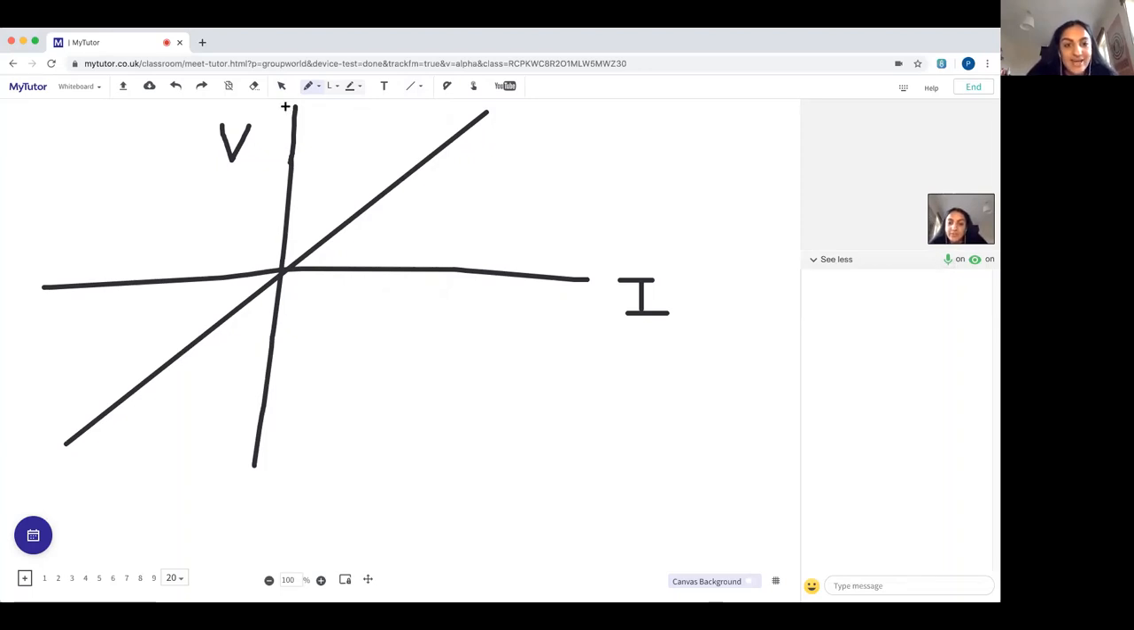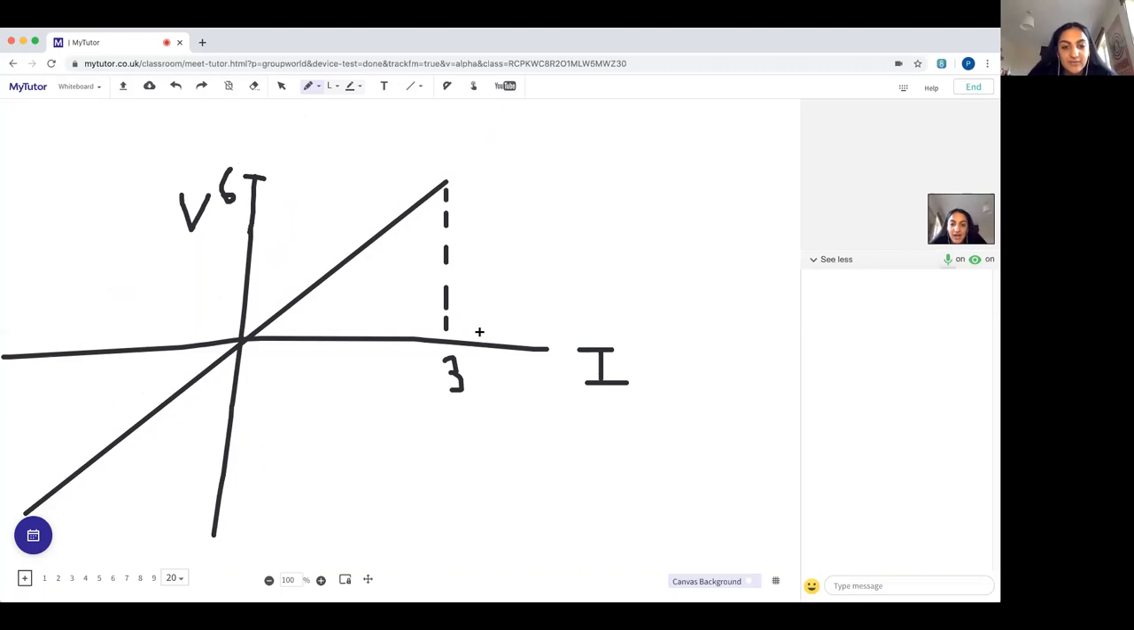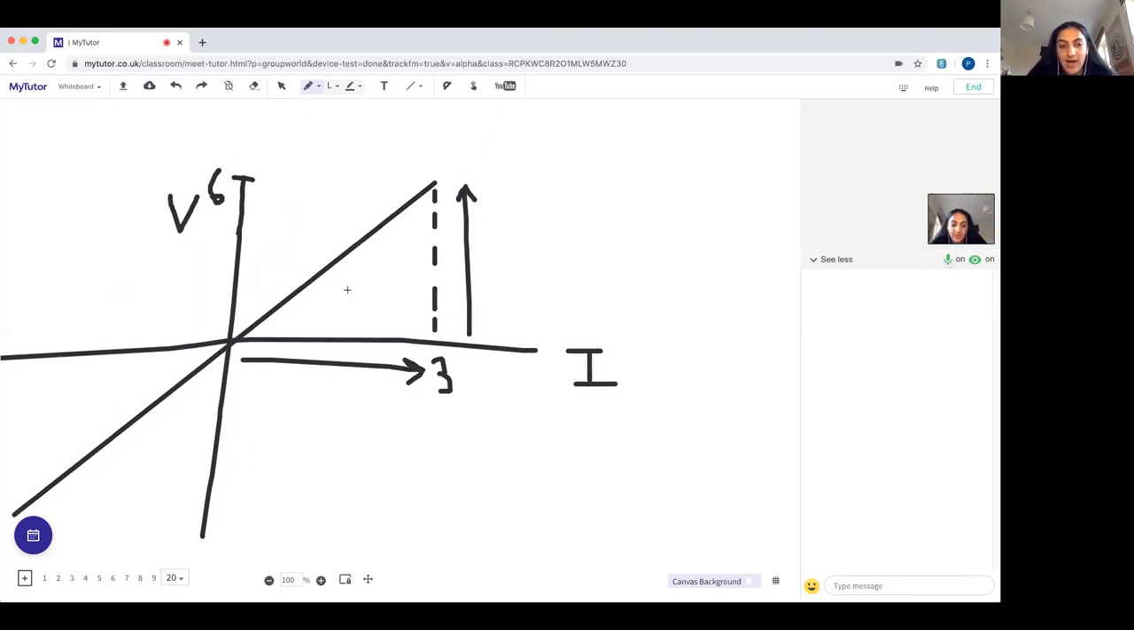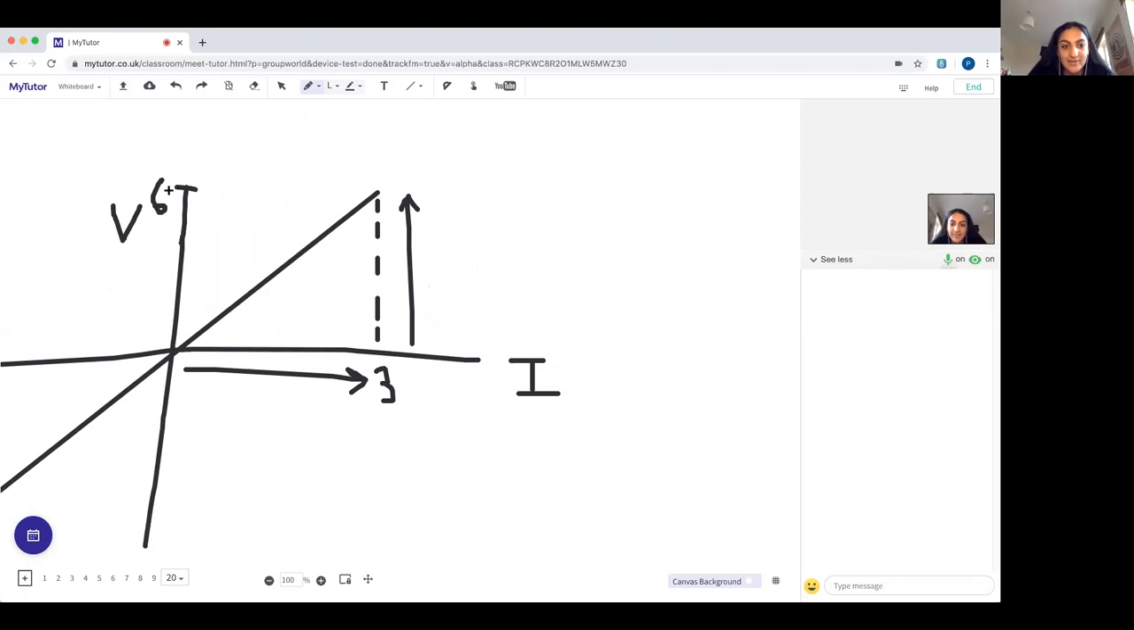So let's say we have 6 at the top and current is 3. Now to find the gradient of the line, we need to do how far up it is divided by how far along it is. So how far up it is: 6, as we can see here, divided by how far along it is, which is 3. So the gradient of our line is 2.